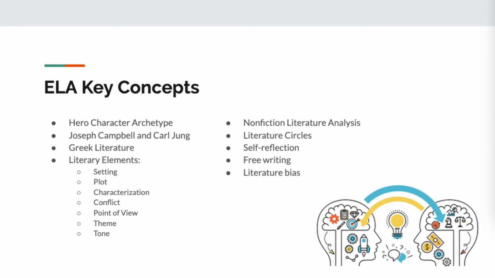Some of the ELA key concepts that we'll cover in this unit include the hero character archetype, Joseph Campbell and Carl Jung, Greek literature, literary elements such as setting, plot, characterization, conflict, point of view, theme, and tone, nonfiction literature analysis, what literature circles are and the roles of the different members of a literature circle, using self-reflection, free writing, and literature bias.